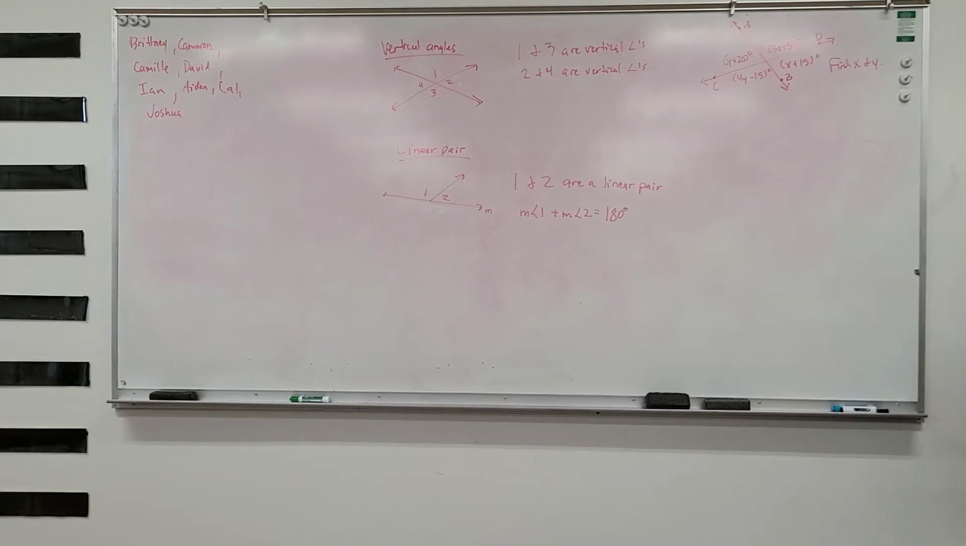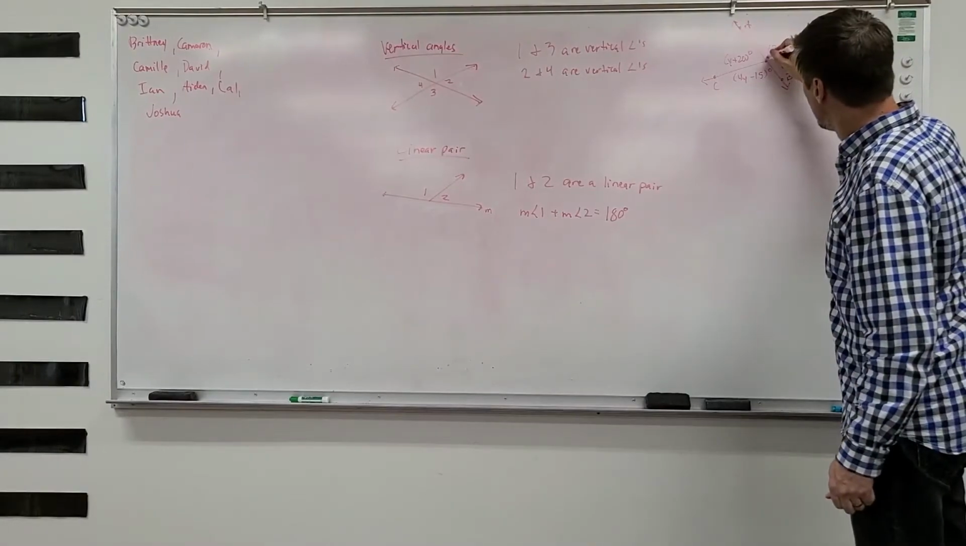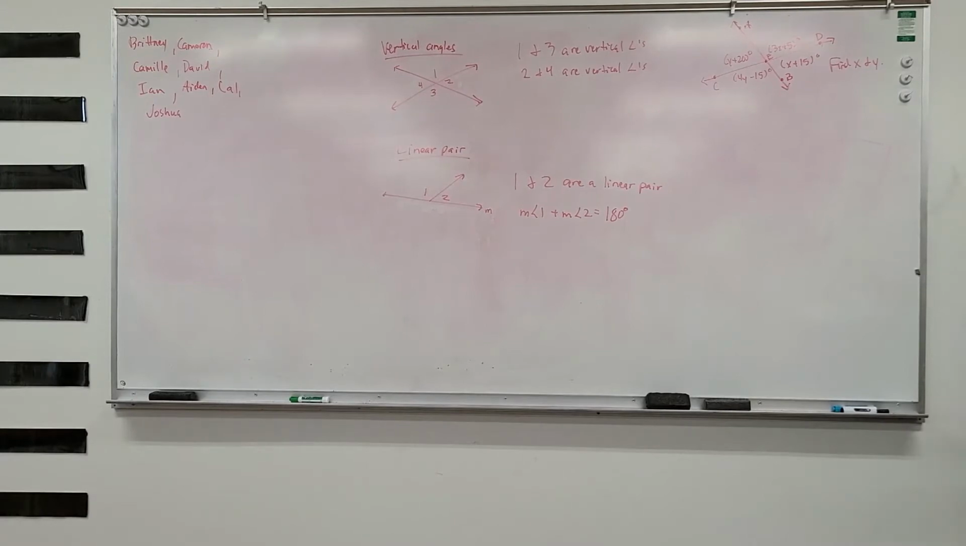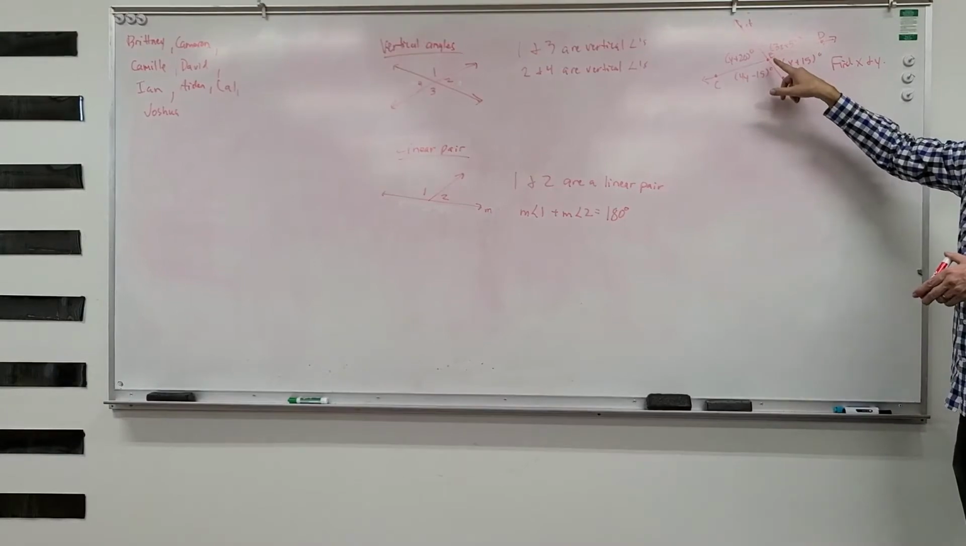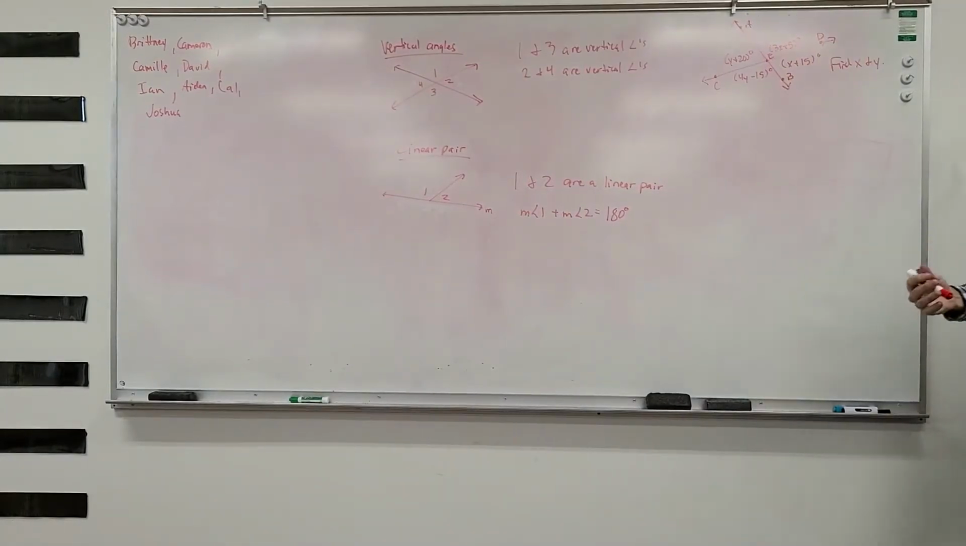Anybody got any suggestions on how we could go about tackling this? Aiden's already got a suggestion. What's your suggestion, Aiden? We could label this middle point here E. If AED and DEB equal 180 degrees because they share that common side. So AED and DEB, exactly.